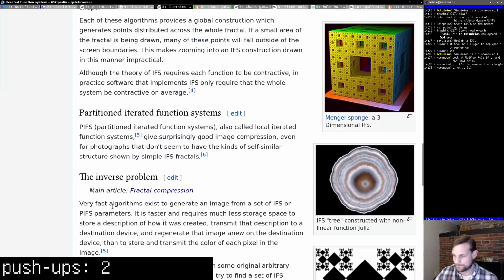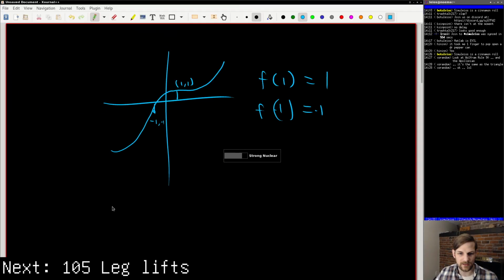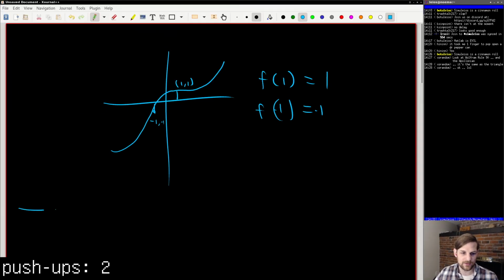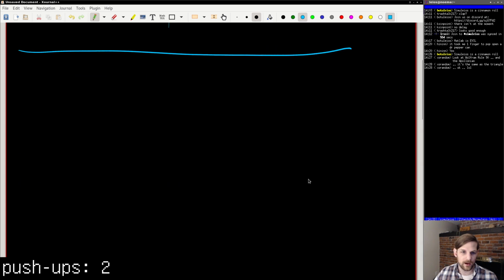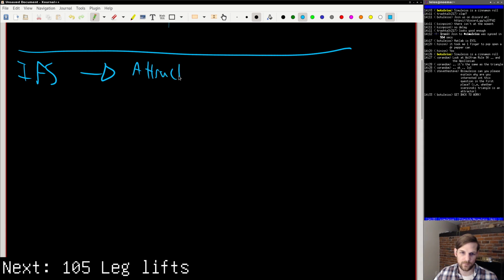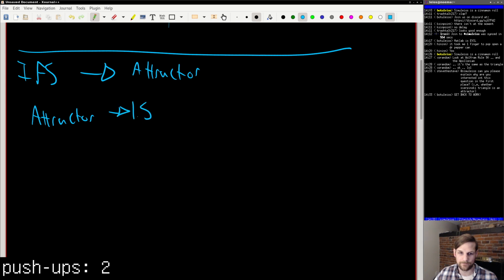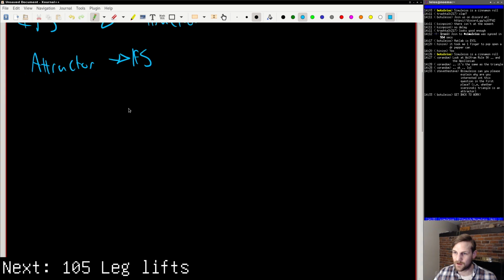So this brings up an interesting point then, right? What we're looking at here is a system where we know how to go from an iterated function system to an attractor, right? This is easy. You just iterate. So then the next question is, how do we go from an attractor to an iterated function system? Can you please explain why you're interested in this question in the first place?